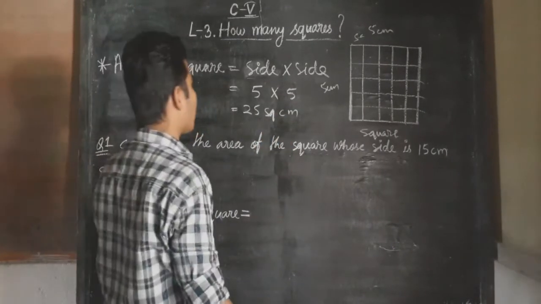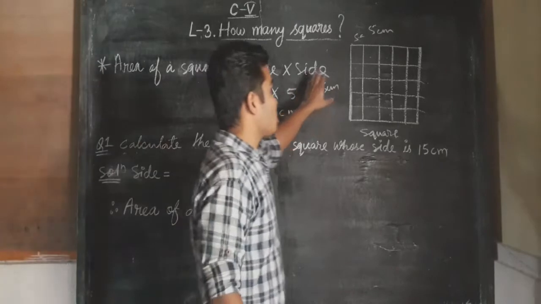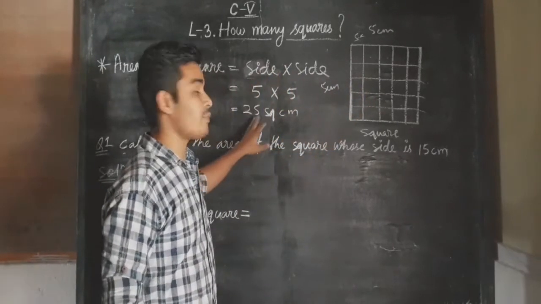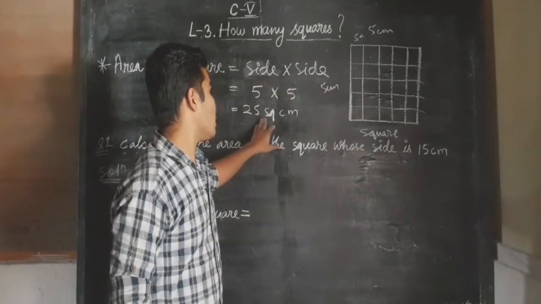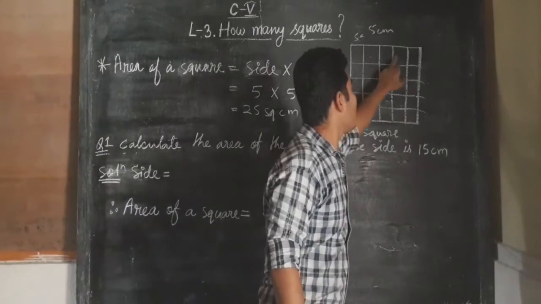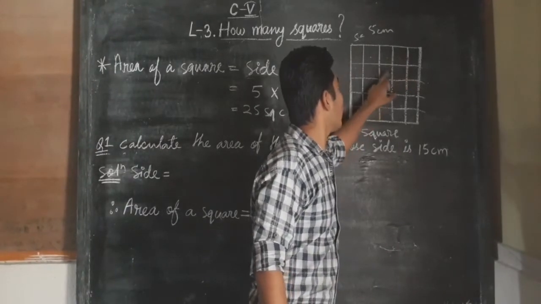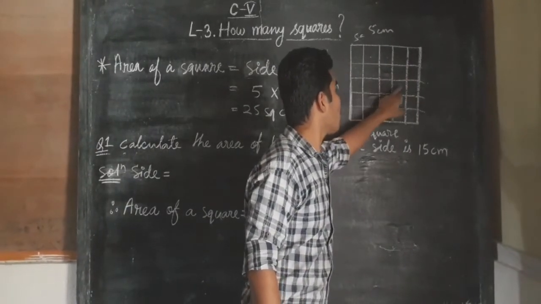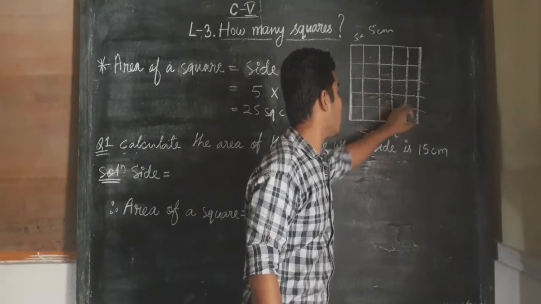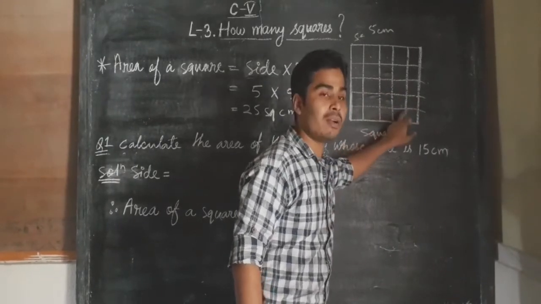Okay, now you can count the small squares. You will get exactly 25 small squares. You can see 1, 2, 3, 4, 5, 6, 7, 8, 9, 10, 11, 12, 13, 14, 15, 16, 17, 18, 19, 20, 21, 22, 23, 24, 25.